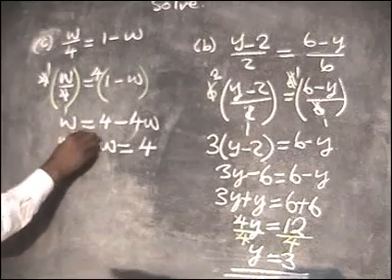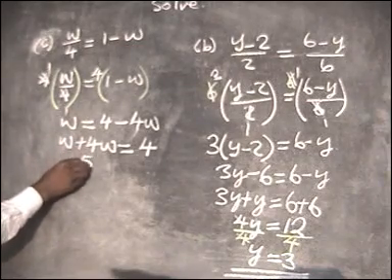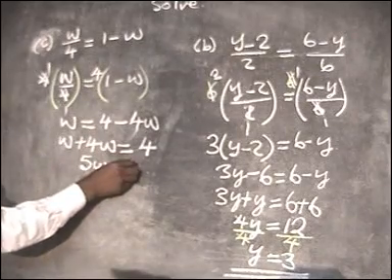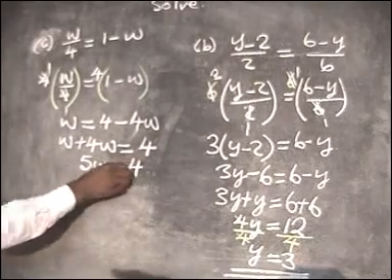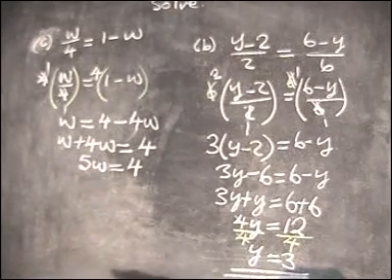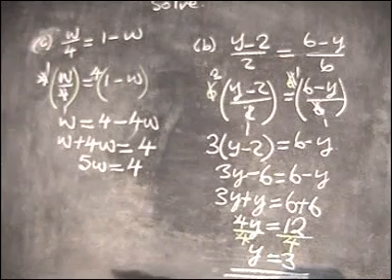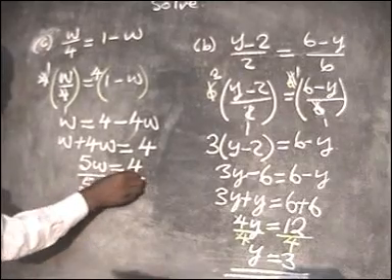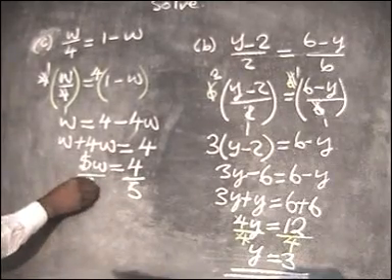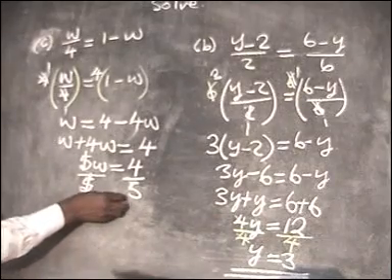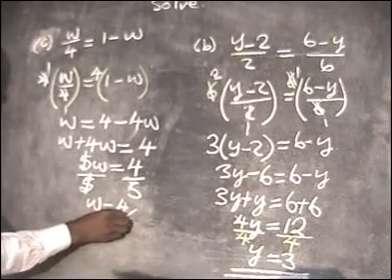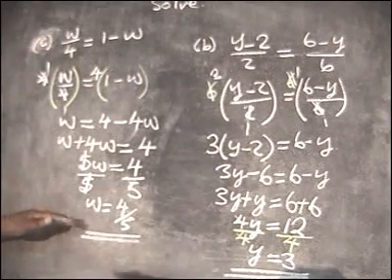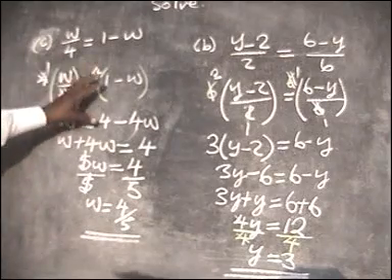W plus 4W, you get 5W, and this is equal to 4. I'm sure that is seen. Then from there, this is over a 5 and this is over a 5. That and that cancels, and W is equal to 4 over 5. So I need to check, and this time I've got 4 over 5. But in the first place I got a different answer.